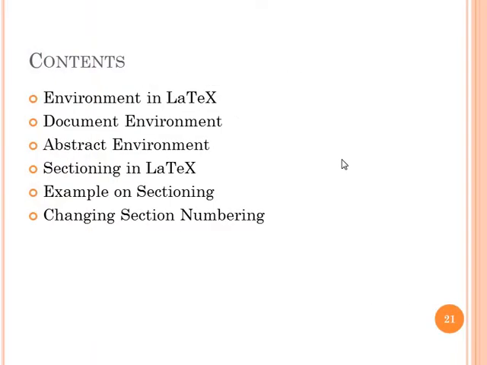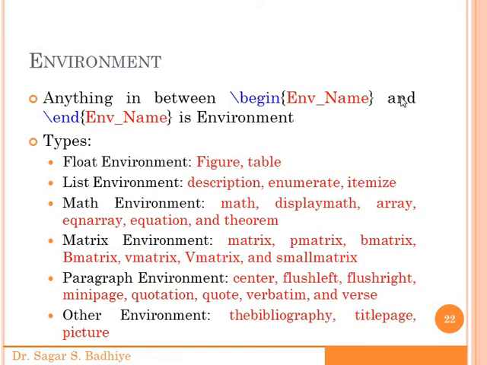In today's class, we are going to look at different environments in LaTeX. We are going to look at the document environment in more detail. What is the abstract environment? Then we are going to look at the sectioning in LaTeX. We'll see an example by using TeXLive software on sectioning, and we'll be looking at the ways of changing the section numbering in LaTeX.